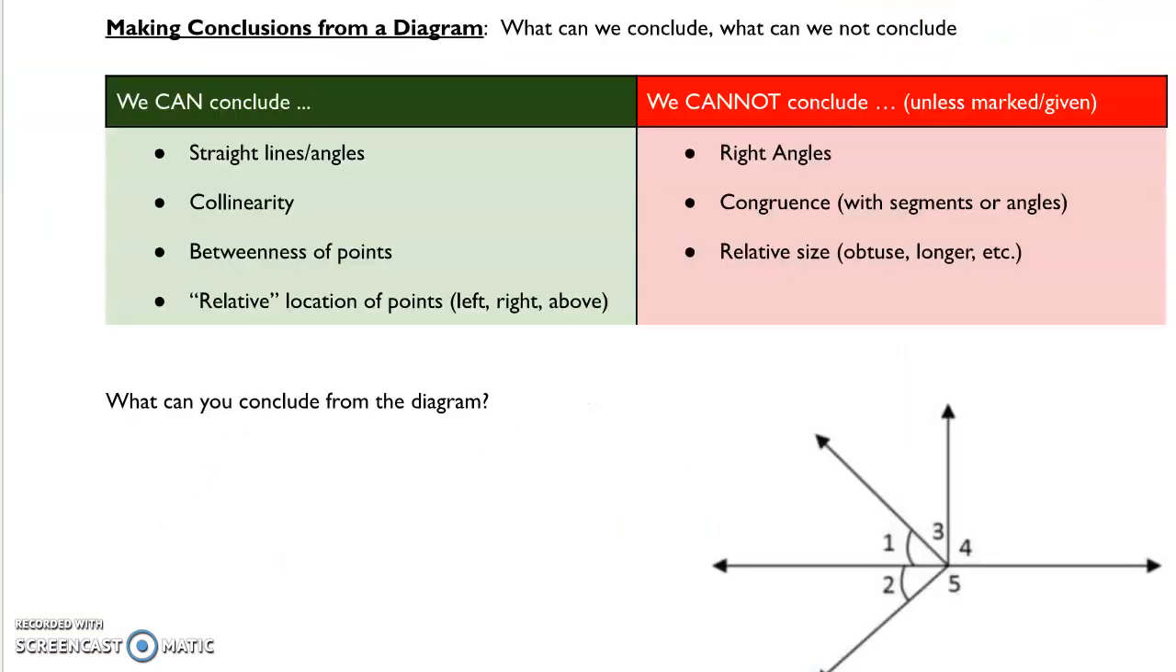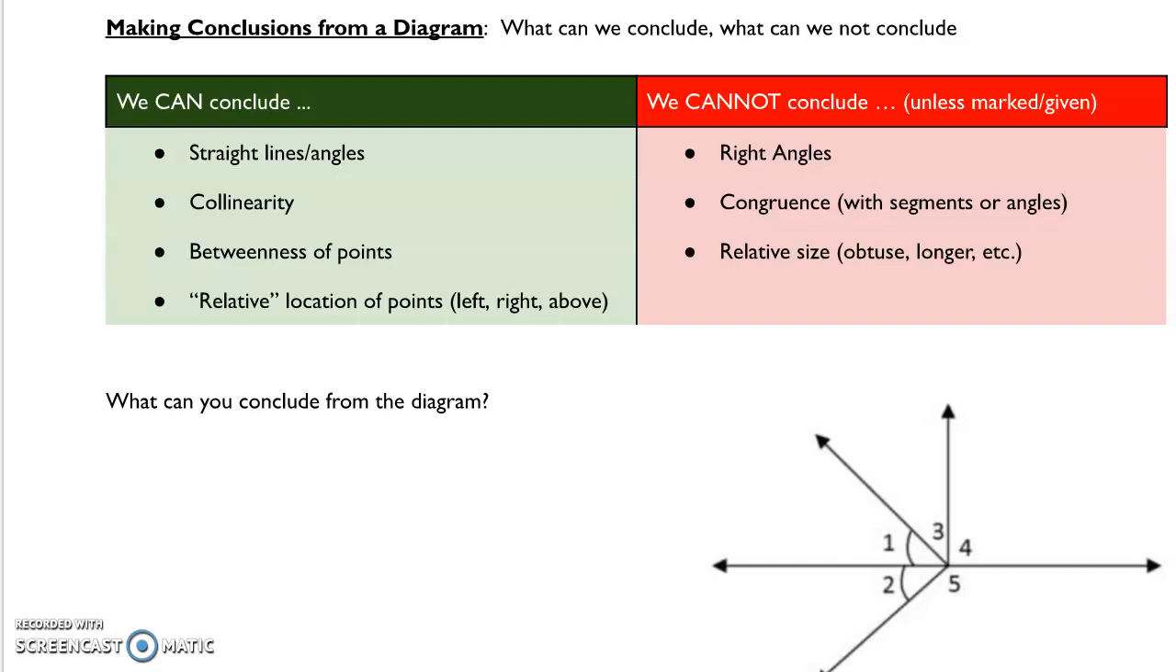The topic we want to talk about in this video is making conclusions from diagrams, and specifically what can we conclude and what can we not. This is a list that will evolve as we go through the semester, but for now we want to focus on this. We can always conclude straight lines and angles. So if it looks like it's a line, we can conclude that it's a line. We can conclude it's a straight angle.